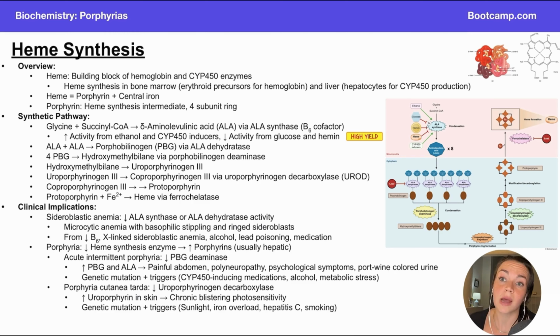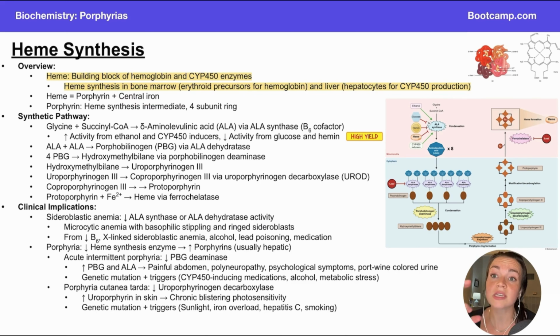So what is heme? You're probably familiar with it as a building block of hemoglobin, but it is also a building block of the cytochrome P450 enzymes, which are a large family of enzymes that are important for drug metabolism and detoxification metabolism reactions. So because heme is a building block for both hemoglobin and cytochrome P450 enzymes, heme synthesis will occur in the bone marrow in erythroid precursors for hemoglobin, as well as in the liver in the hepatocytes for cytochrome P450 production.